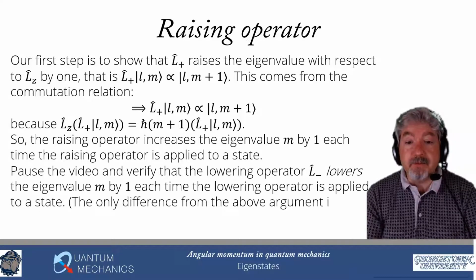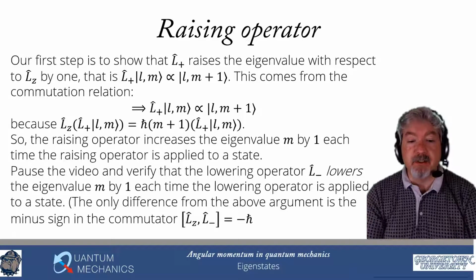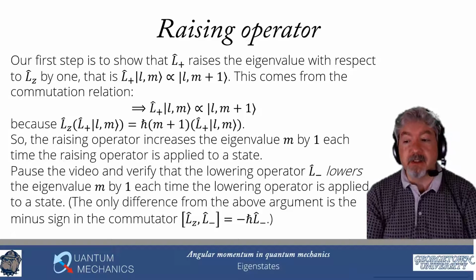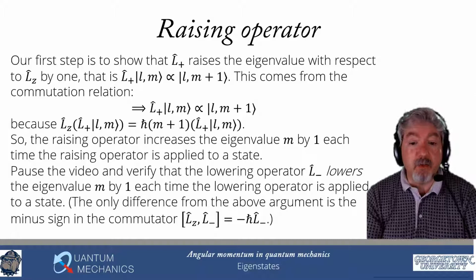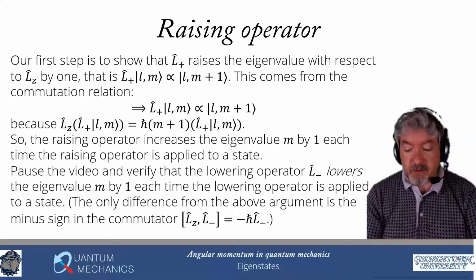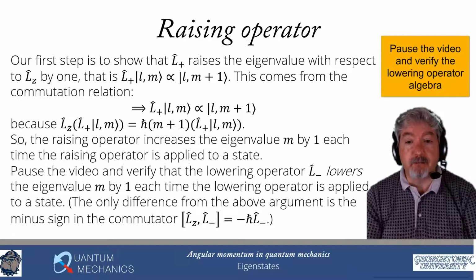Now, the only difference in the derivation is going to come from the minus sign that you get in the commutator of LZ with L minus, which is minus h bar times L minus. Otherwise, you can follow exactly the steps that we just did. If you're having trouble, I encourage you to rewind this by about 2 minutes or so and rewatch the derivation that we did so that you can do it for L minus. It's really important that you pause the video here and go through this algebra because you need to be able to do these kinds of calculations yourself, and this is very important practice for you. So let's pause the video now.